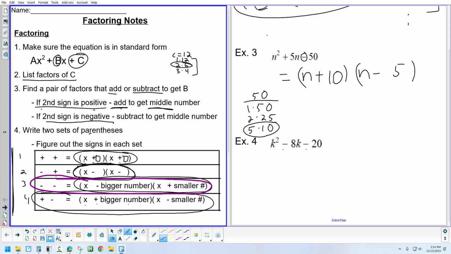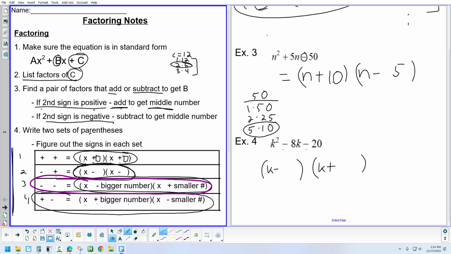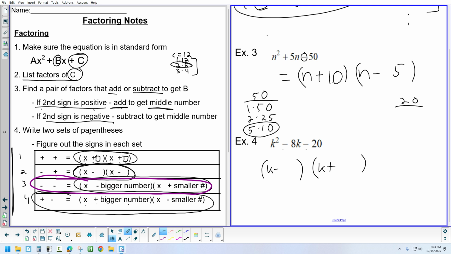So it tells you how you want to do it. x minus, x plus. Start with that. But we're not going to use x, we're going to use k. So do k minus, k plus. And what's my C value in this one? 20. Can someone give me two numbers that multiply to give you 20? 1 times 20. Can someone give me another pair of numbers? 2 and 10. And I think there's only one more. 5 and 4.